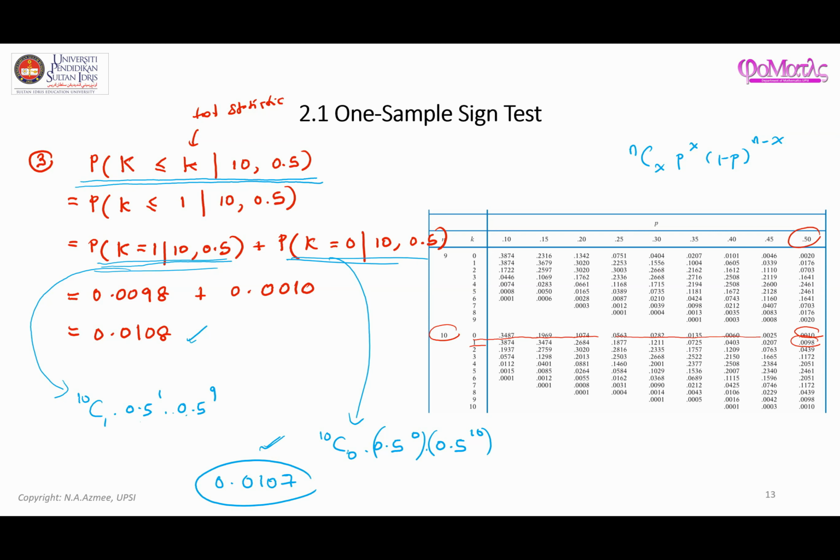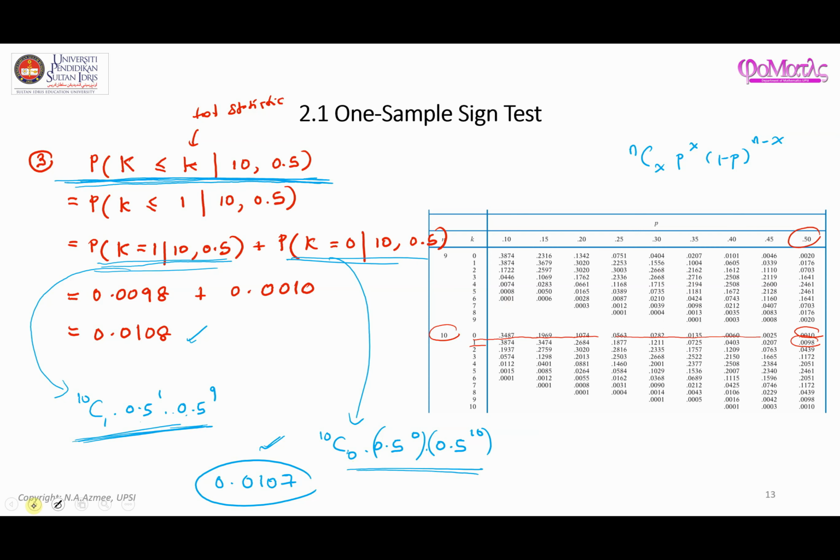Okay, so what I'm trying to say here is, in the third part, you need to find the probability, and you can do that either by referring to the table of binomial probabilities, or you can just calculate that on your own.